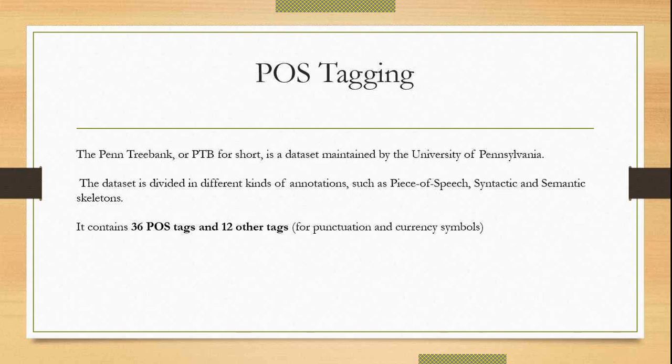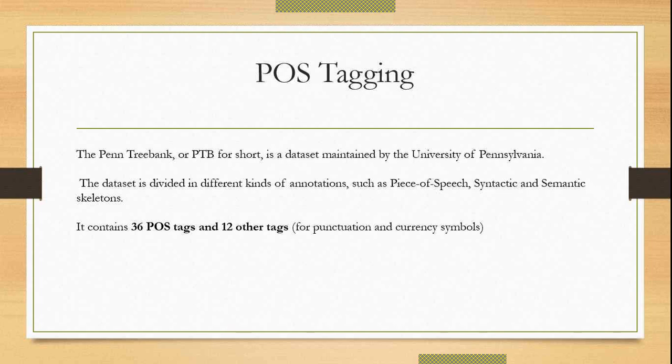This PTB contains 36 POS tags and 12 other tags. This tagging is called a standard one; it is used by all researchers, language translators or language generators, whatever you want to call them.